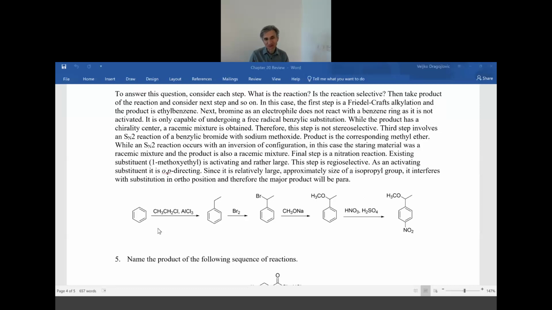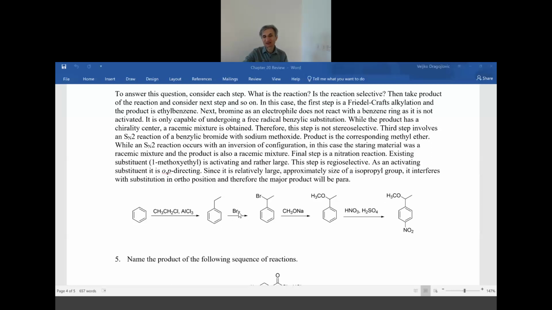We expect you to assume that there will be mono substitution unless you're told otherwise. And so only one ethyl group is placed on the benzene ring, so the product of the first step is ethylbenzene. The second step is bromination with bromine. So this is not an activated electrophile. The benzene ring does have an activating substituent, but that's weakly activating, so it doesn't really affect the benzene ring that much.